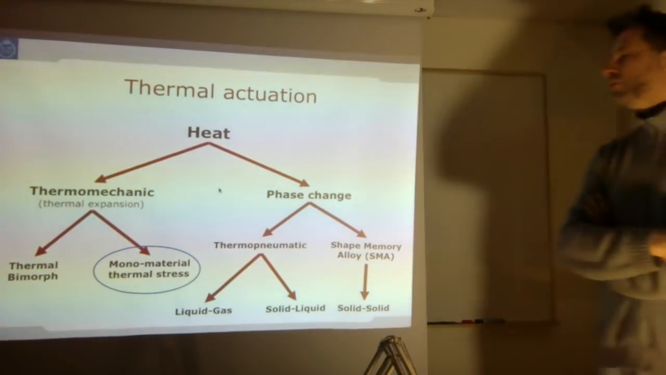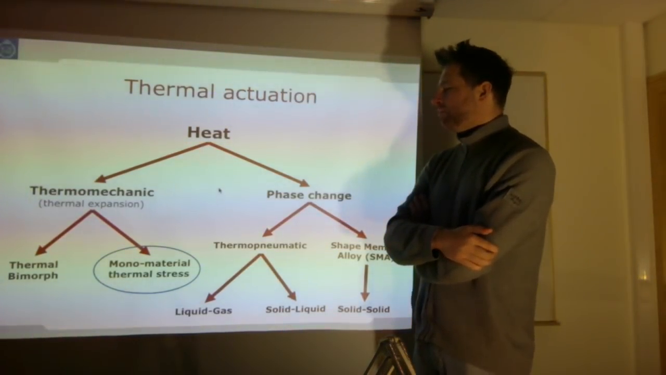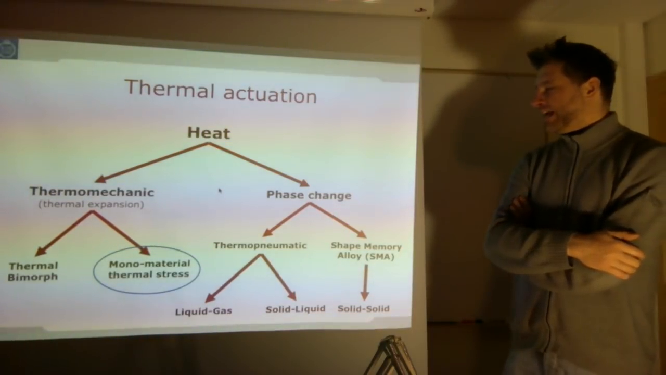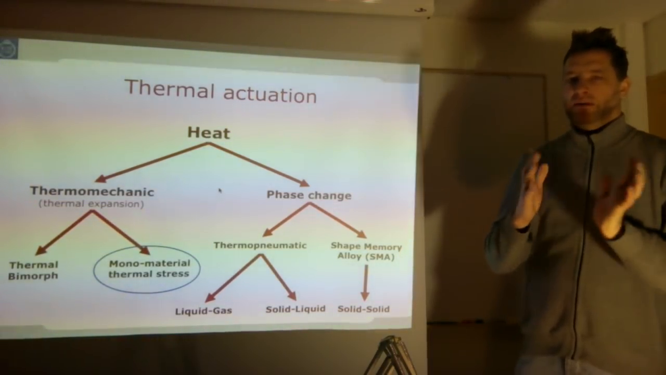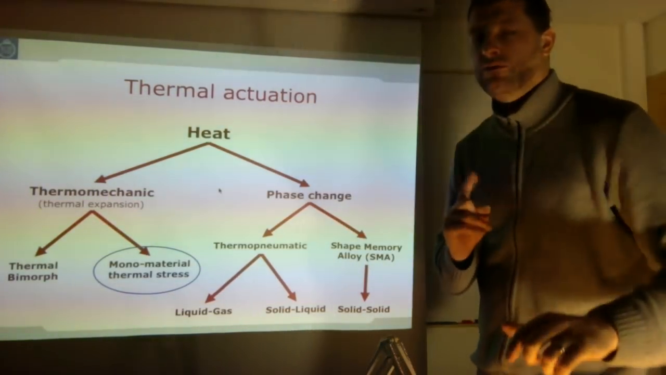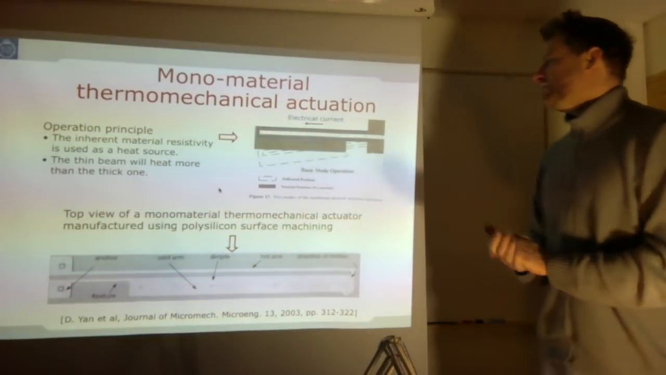So far, thermal bimorphs. Another type of thermal actuator or mechanism is the monomaterial thermal stress. Here we will rely on the expansion of only one material. So in a bimorph you have two materials that expand at a different rate. Now we are only going to have one material that is expanding. And here you see an example of such a system.